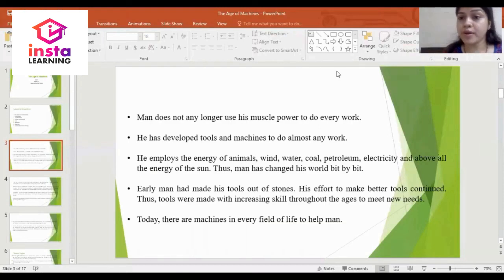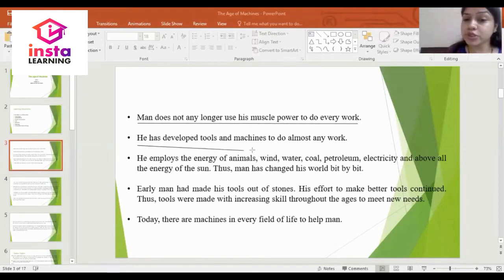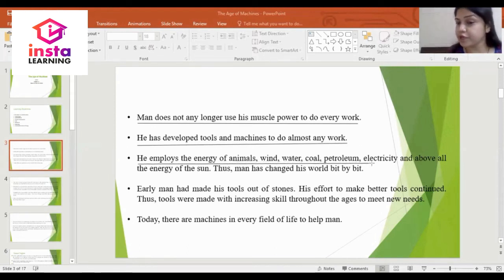So, dear student, man does not any longer use his muscle power to do every work. He has developed tools and machines to do almost any work. So, he employs the energy of animal, wind, water, coal, petroleum, electricity, and above all the energy of the sun. Thus, man has changed his world bit by bit. Early man had made his tools out of stone.